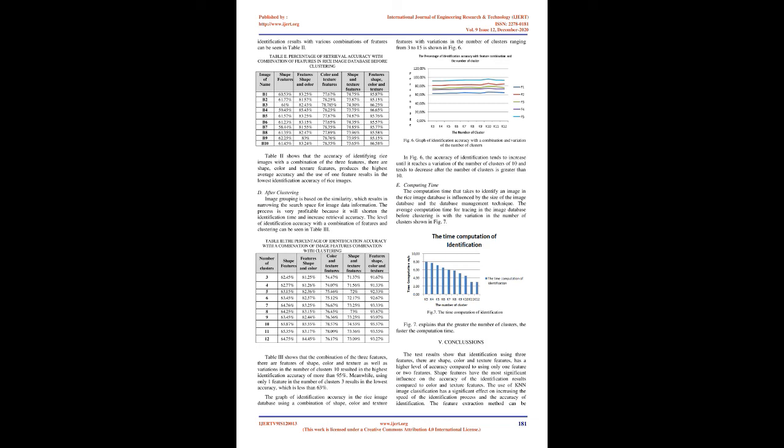Table 2. Percentage of retrieval accuracy with combination of features in rice image database before clustering. Table 2 shows that the accuracy of identifying rice images with a combination of the 3 features, shape, color, and texture, produces the highest average accuracy, and the use of one feature results in the lowest identification accuracy of rice images.